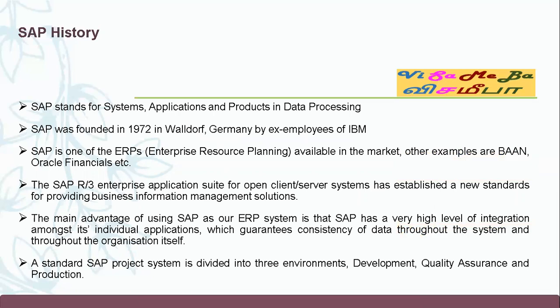What is SAP and what does it stand for? SAP stands for Systems, Applications, and Products in Data Processing. It was founded in 1972 by ex-employees of IBM in Germany. SAP is one of the ERPs, ERP standing for Enterprise Resource Planning, and other ERPs which are available in the market are BAAN, Oracle Financials, etc.